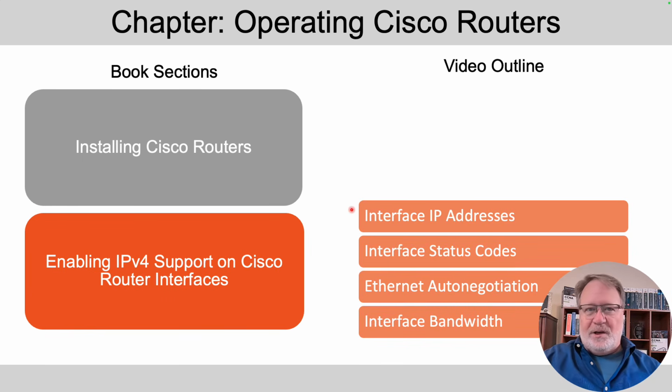In particular, in this video, I'll cover those topics in this order. I'll talk about configuring those IP version 4 addresses, and then how to check the interface status, because for the interface to forward and receive IPv4 traffic, it needs that IP address and the interface has to be up and working. Then two ancillary topics, some settings related to Ethernet interface auto-negotiation, and then for all interface types, this idea of interface bandwidth.